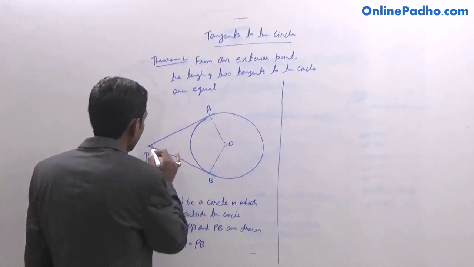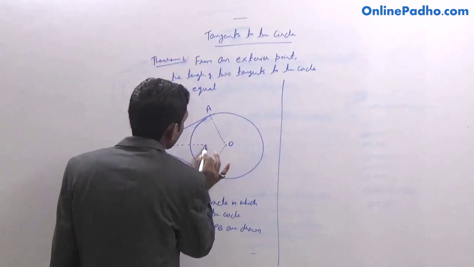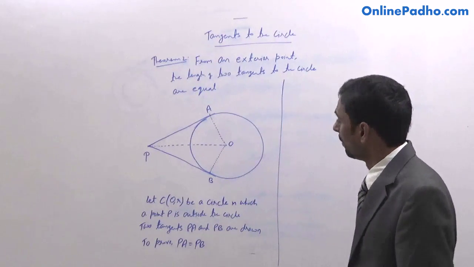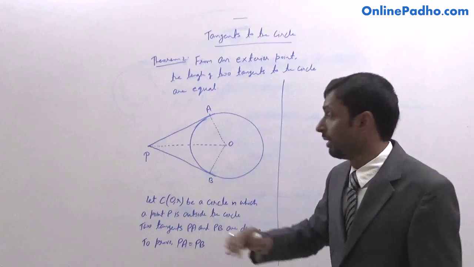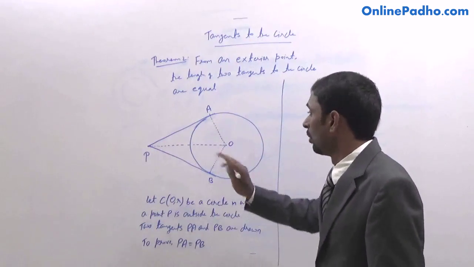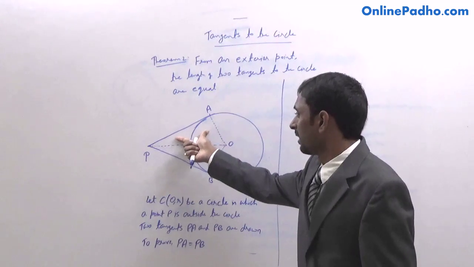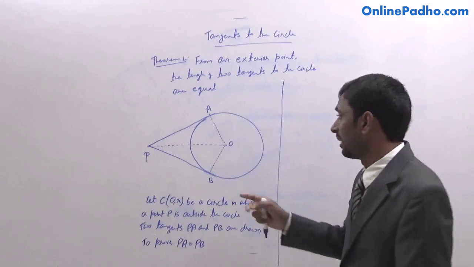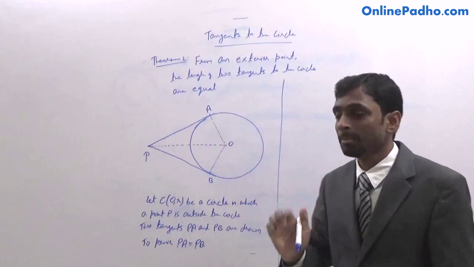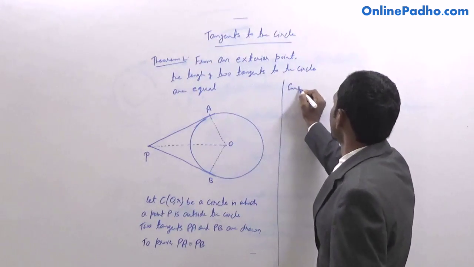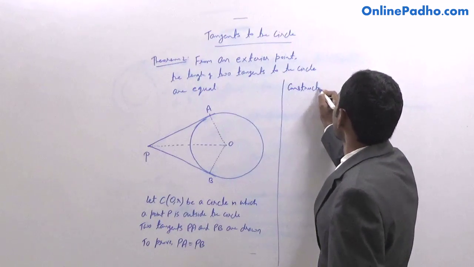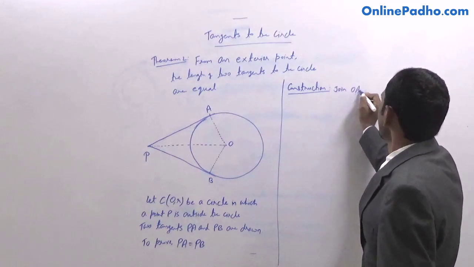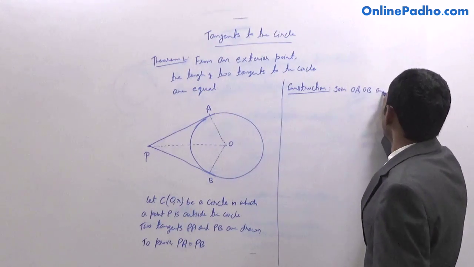Right? And again join OP. Why do we join this one? The objective of joining OP is to make two triangles. And we need to prove PA equal to PB. So we need to prove this triangle is congruent to this triangle. If both triangles are congruent, we can say by CPCT PA is equal to PB. It's very simple. Now, in construction we can write: join OA, OB and OP.